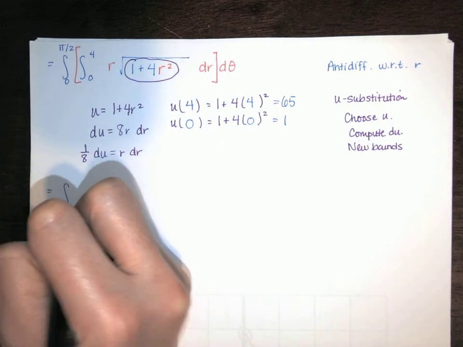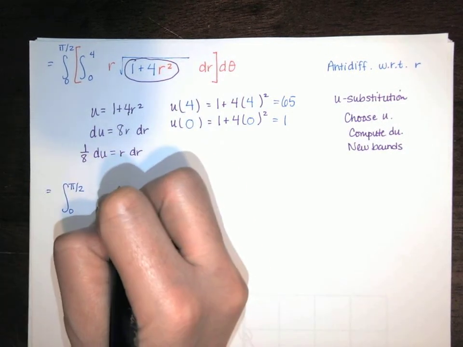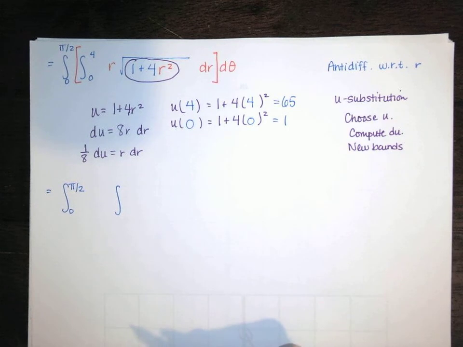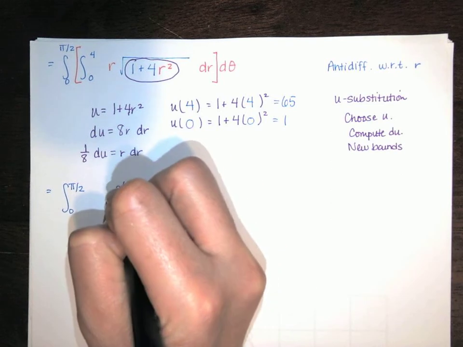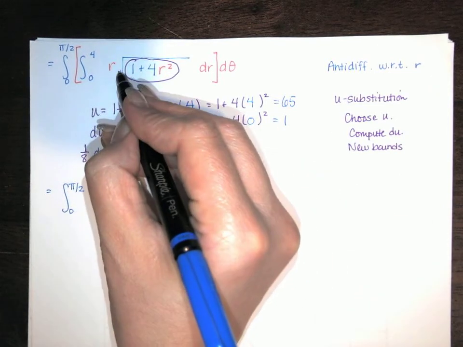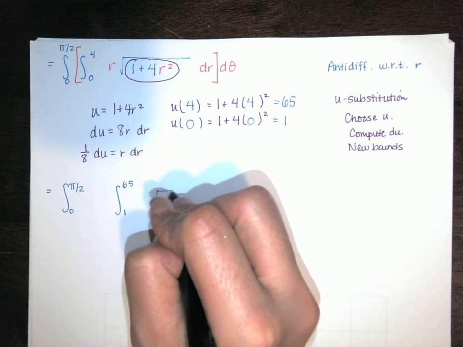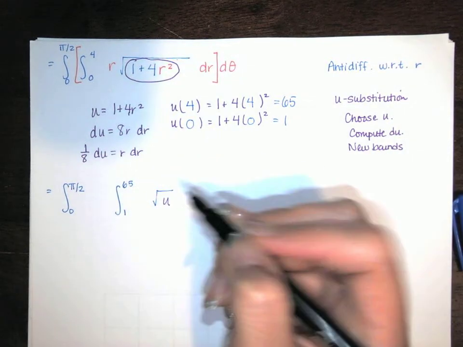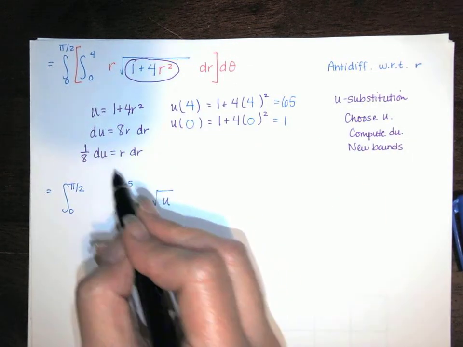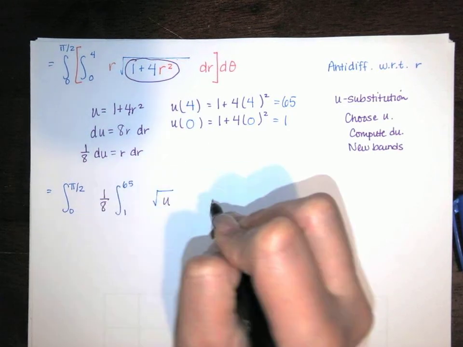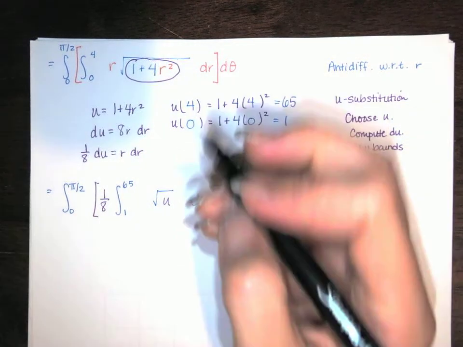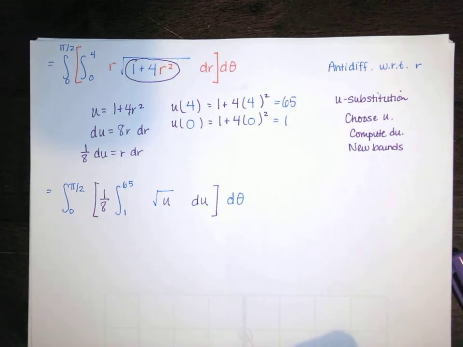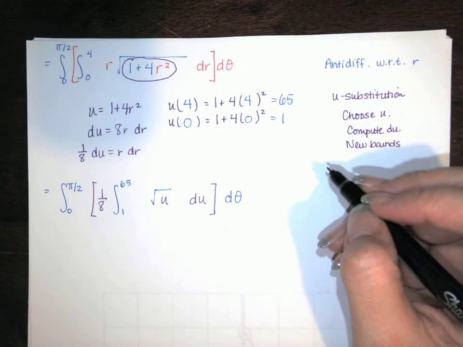So over here we've got the integral from 0 to pi over 2. That's the same. Inside, I've got new bounds. My new lower bound is 1. My new upper bound is 65. And this is, by design, square root of u. And r dr is 1/8 of du. So that is our innermost integral. And don't forget that d theta, even though we're not doing anything with it, we should bring it down in order for these to be equal. Okay, so we wrote our integral entirely in terms of u.